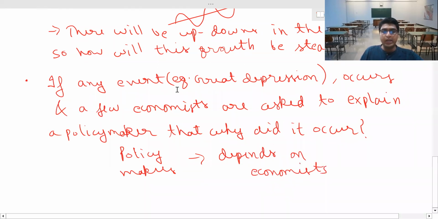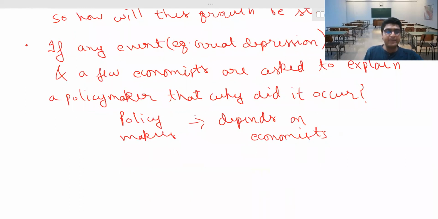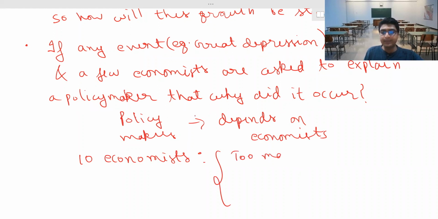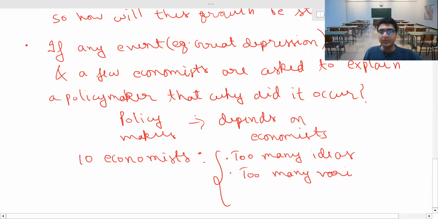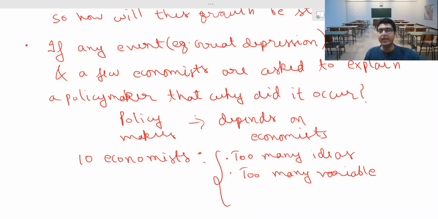Okay, and there are a lot of economists that have been hired there. Let's say there are 10 economists in that committee. So the thing is that there will be too many ideas, right? Each of them has a different view. They'll give you so many ideas that this might be the reason or that might be the reason. So due to that, there will be too many variables. If growth is hampered, then different economists can say that the reason is a change in that variable or this variable. So there are too many variables.